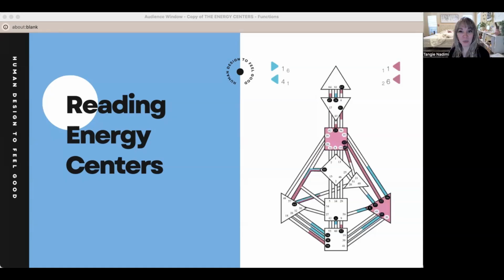And yeah, the next lesson will be on definition, which I touched on a little bit here, meaning how the energy centers are talking to each other. We have single definition, split, triple split, quadruple split, and no definition in Human Design. So I'll go a little bit deeper into definition, and that will give you even more context for being able to read energy centers in the way that they communicate with each other. So see you very soon.